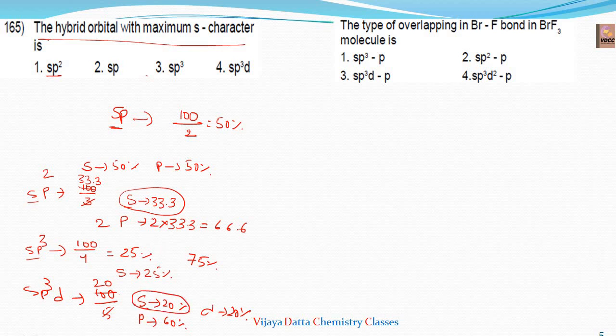So you can see which one is higher. sp is 50%, sp2 is 33.3%, sp3 is 25%, sp3d is 20%. He asked for the maximum s character. Maximum s character is possible in sp, so our option is sp. Okay, the type of overlapping in bromine.